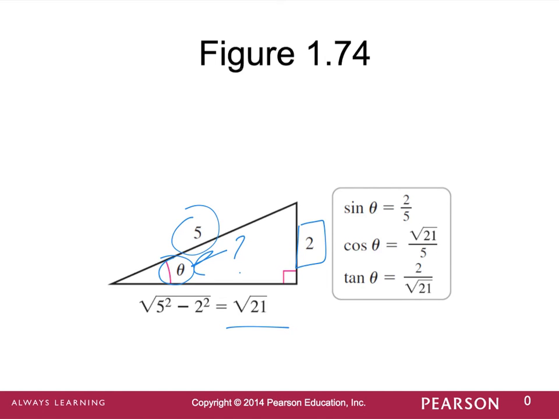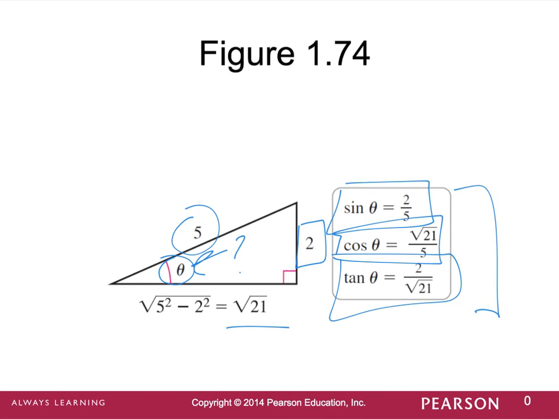Using our right triangle trig properties, we know that sine of theta is equal to 2 over 5 because sine of theta is opposite over hypotenuse. And we can say that cosine theta is radical 21 over 5 and tangent of theta is 2 over radical 21. So to find this angle, we now need to use our arc sine function or arc cosine function or arc tangent function with any of these three equations. And so we could write theta as being arc sine of 2 over 5.